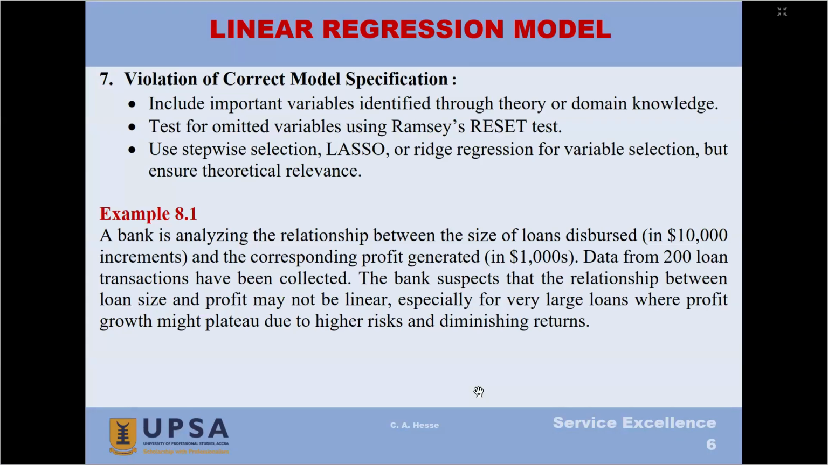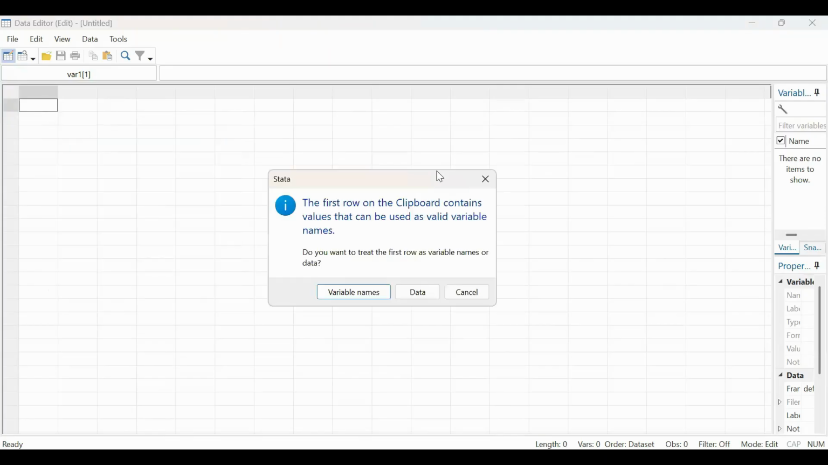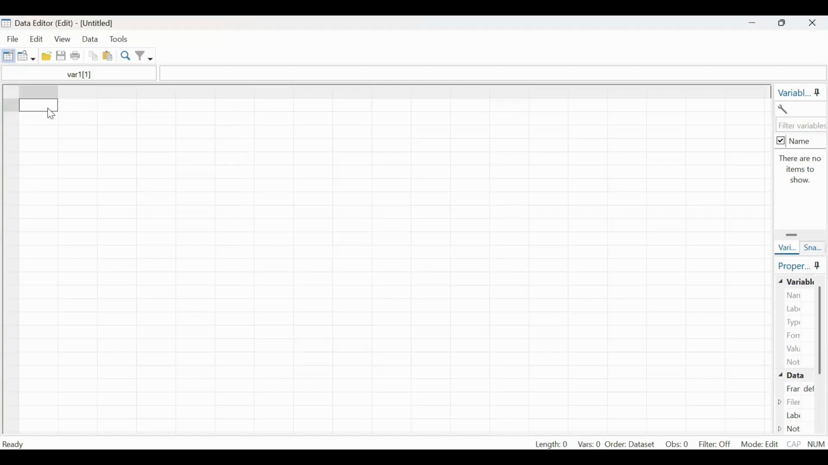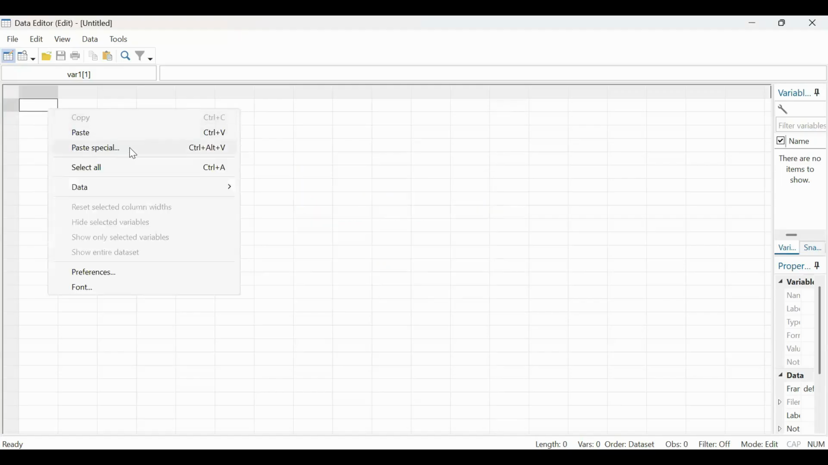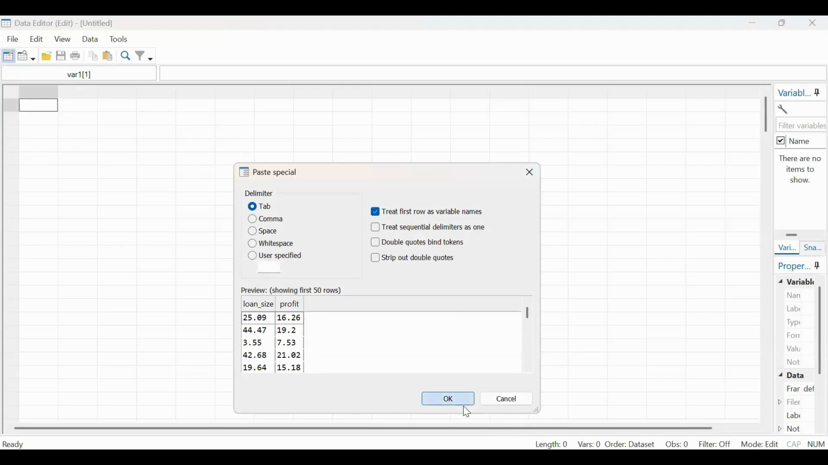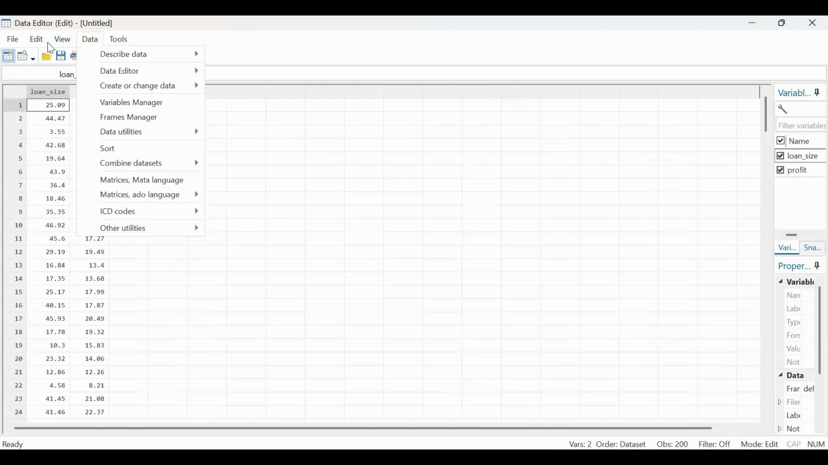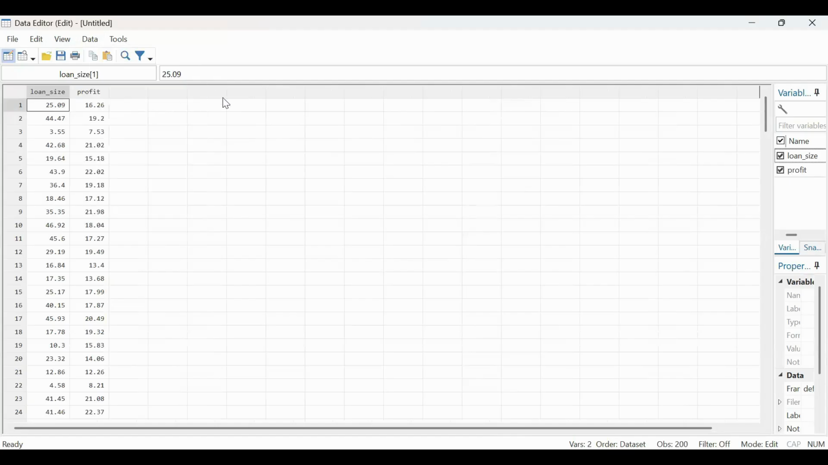But let's look at the data. First of all, let's look at the data. I'm going to cut and paste. Can you see my screen? My spreadsheet? Yes, Doc. Okay. So I'll paste special, then treat first row as variable names. Then you click OK, and everything comes. So let's go to data, under data, variable manager, to work on the names.